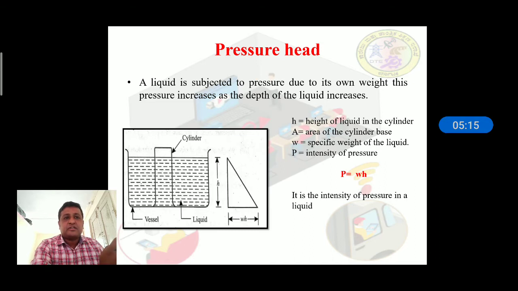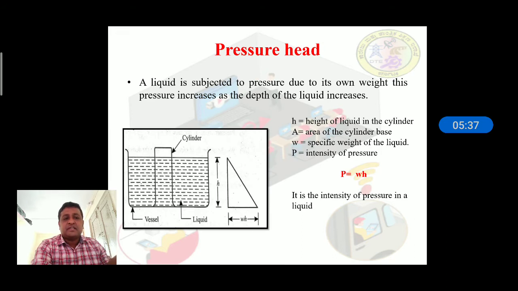Here we cancel the common factors. Finally we get the formula P is equal to W H. P is the pressure head, W is the specific weight of the fluid, and H is the height of the liquid in the cylinder.